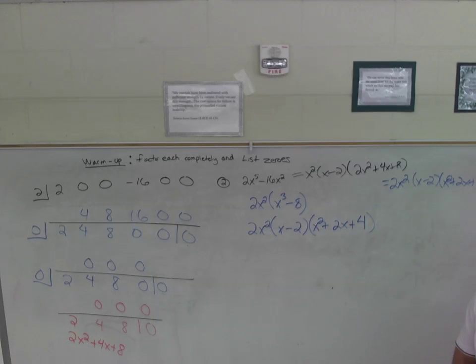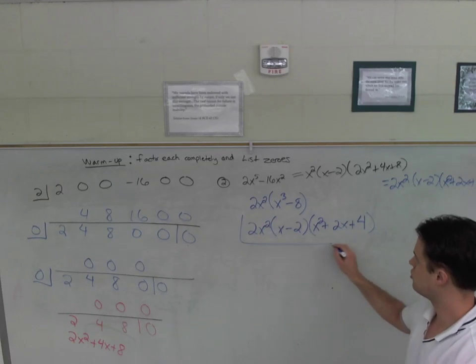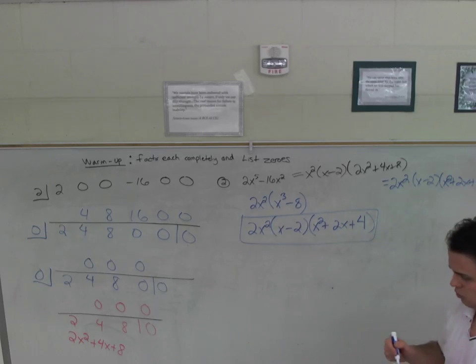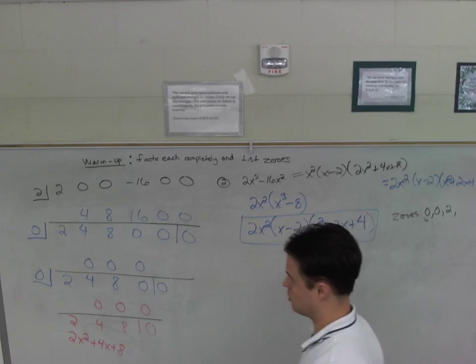Either one is just as good, I think. So it's up to you what you do. But we're still not finished, right? That's completely factored, so that part's done. We need our zeros. We've got some of them. So let's write 0 twice: 0, 0, 2. Then we need the other ones, right?